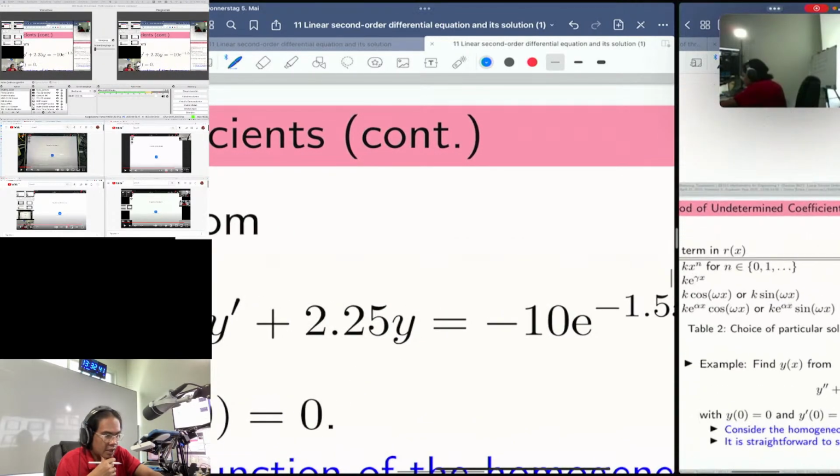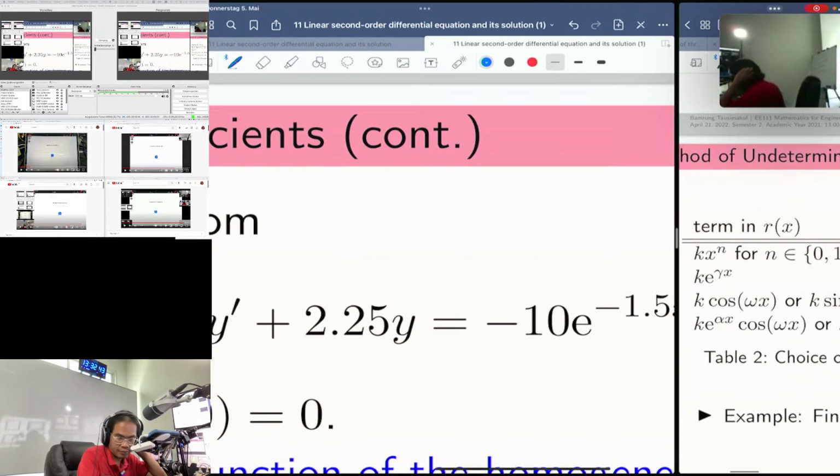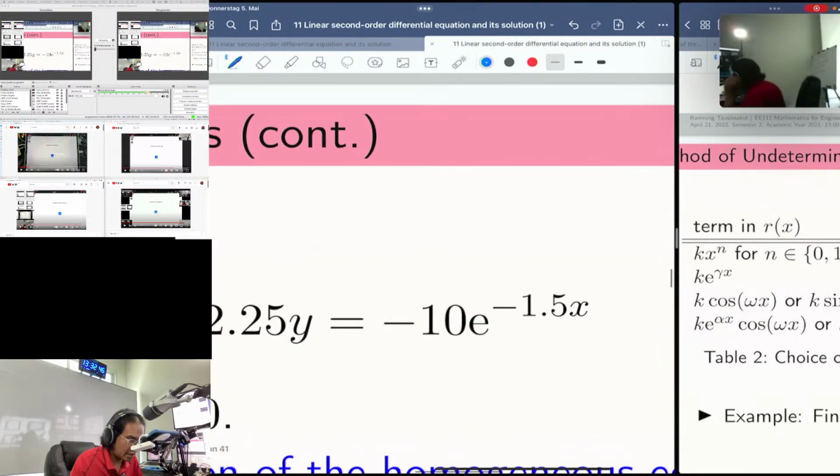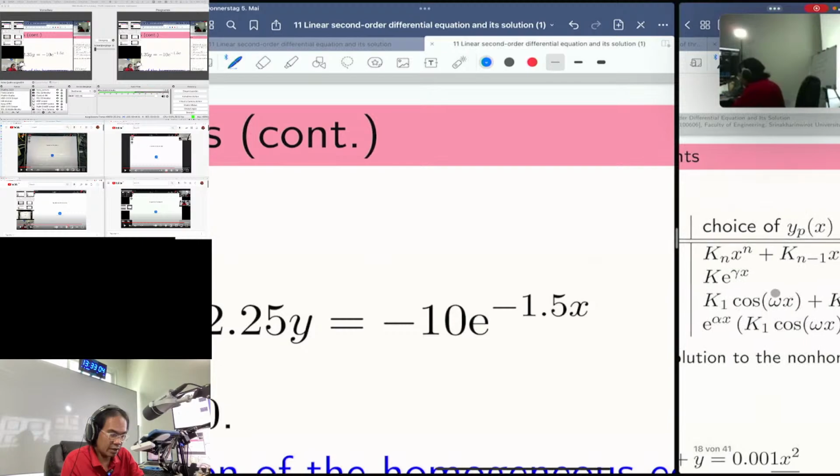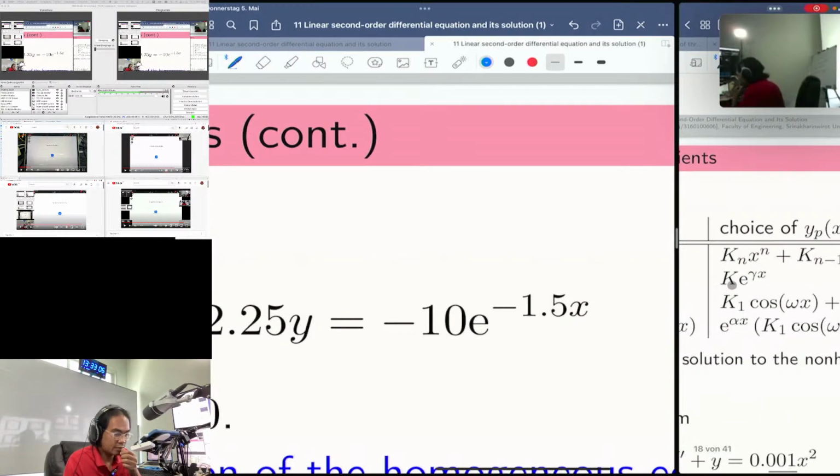For your case, you have -10 exponential -1.5x. It corresponds to this form, right? When k is -10 and gamma is -1.5, all right? And the particular solution will be capital K, like this, exponential of gamma x. Okay, exponential of gamma x.